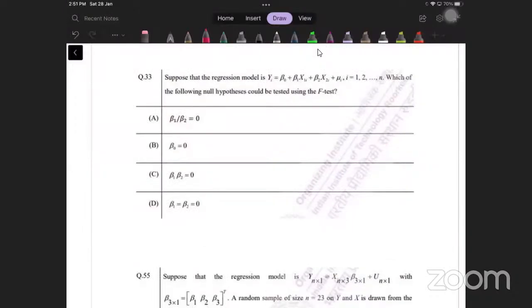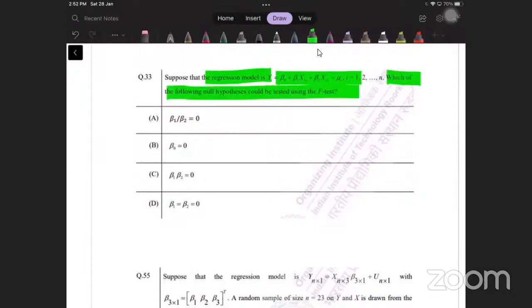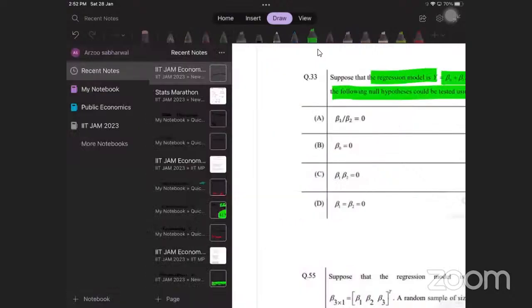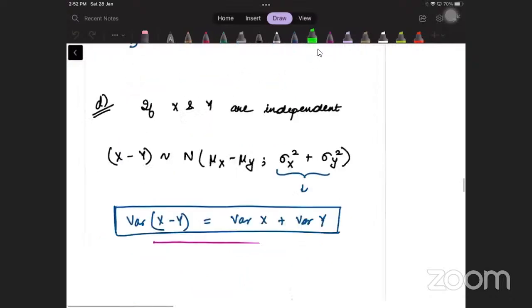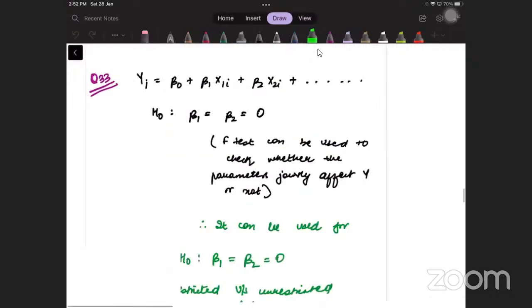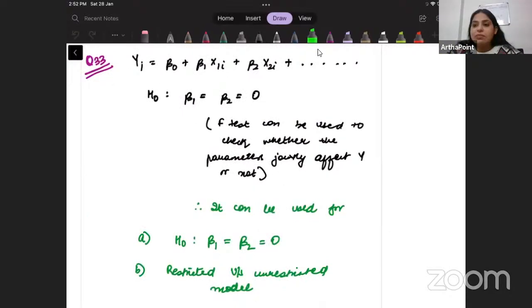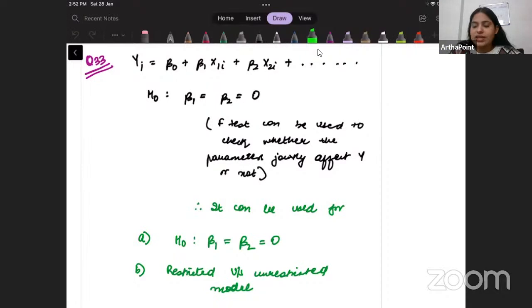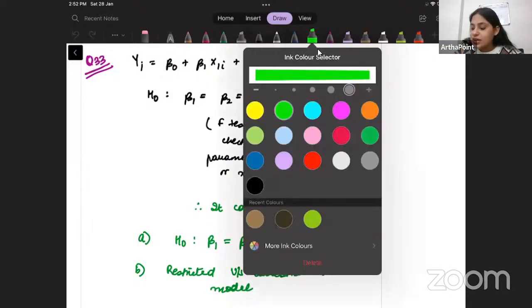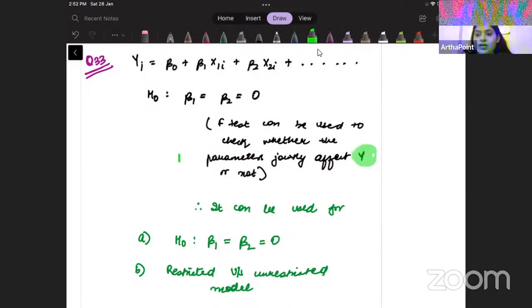Now come to the next question. It says, suppose that regression model is given by this, which of the following null hypothesis could be tested using F-test? Again, I have just given you a note of this. Please read through it. I will post this in your portal also so that you have it with you. So F-test can be used in the following cases. F-test is always used to check the joint effect of Y. Y jointly kitna affect ho raha hai X's se. So it is always a joint effect, right?